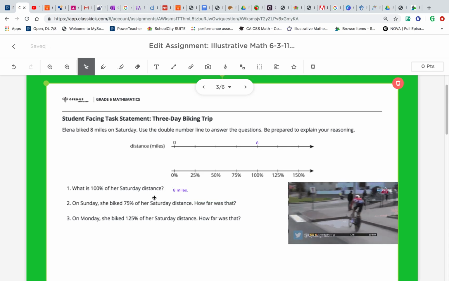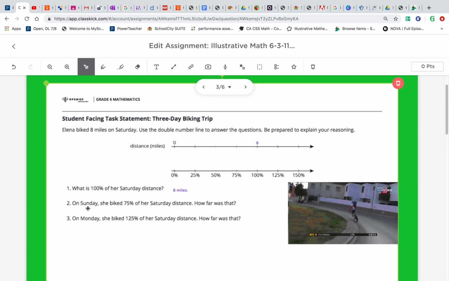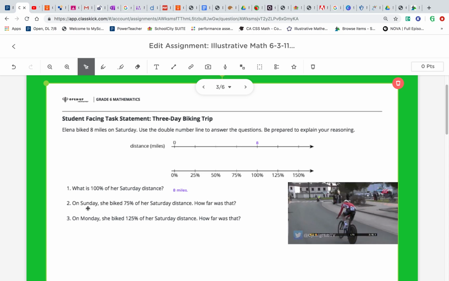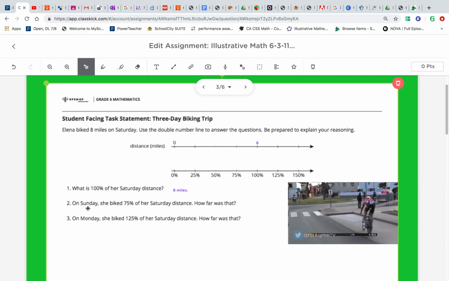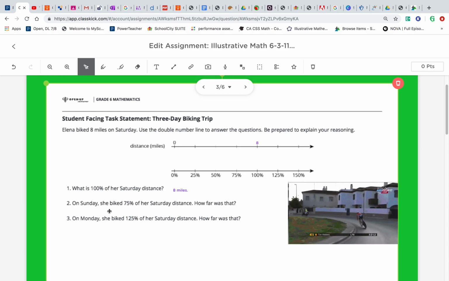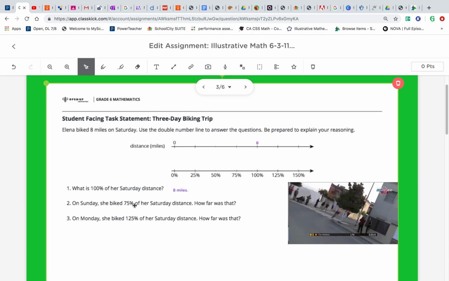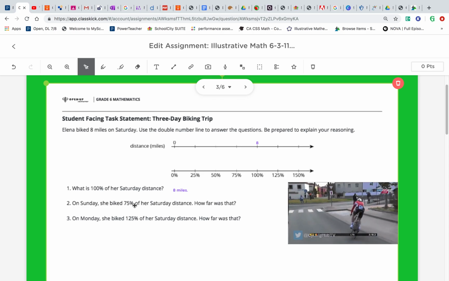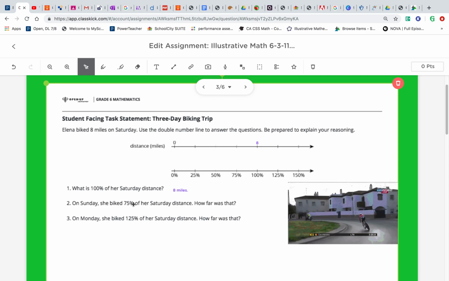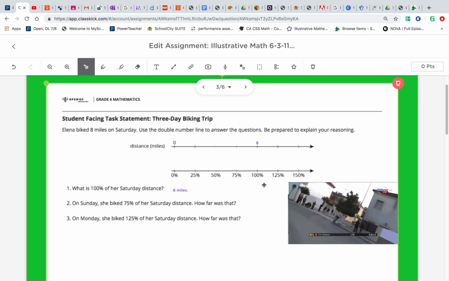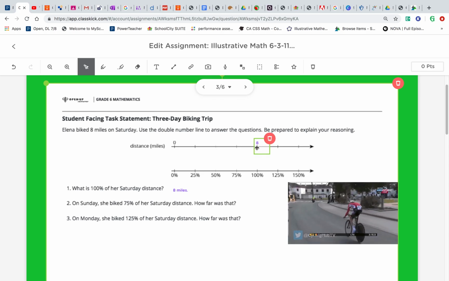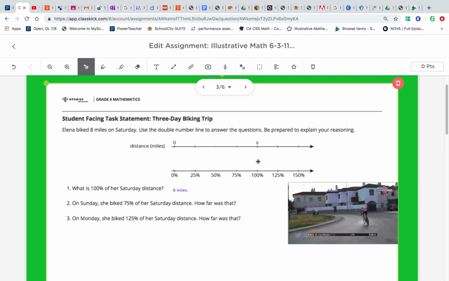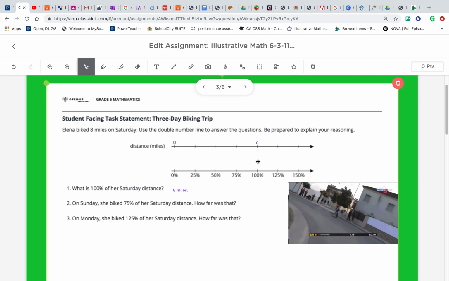All right, so on Sunday, she biked 75% of her Saturday distance. How far was that? Okay, so now this is where it gets trickier. If you remember with the coins, if it was 75% of a dollar, then it was just 75 cents, or we call that 0.75. That was because it was out of 100, right? This is not out of 100, because if you look here, 100%, it's not 100. Like it was 100 cents before, it's 8 now. So it's different.